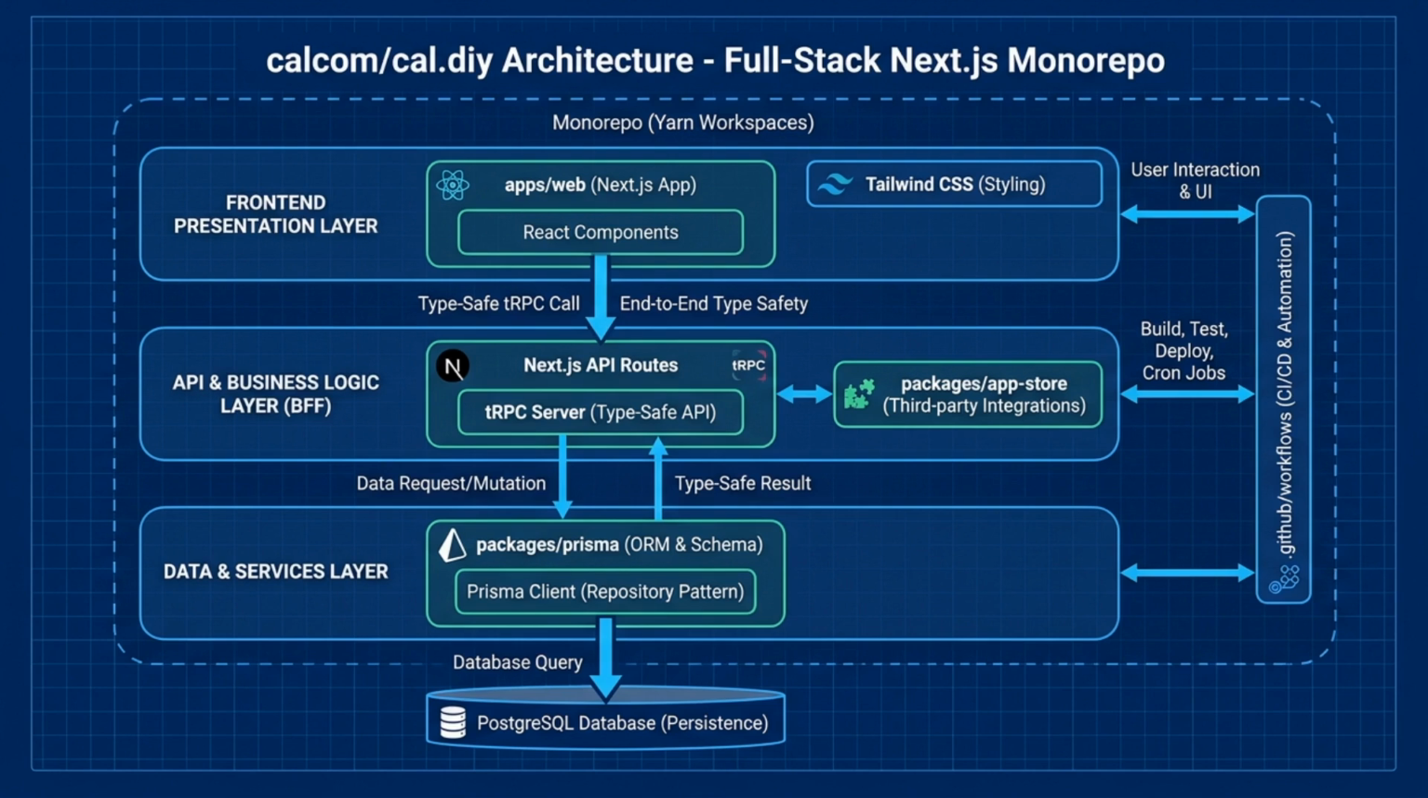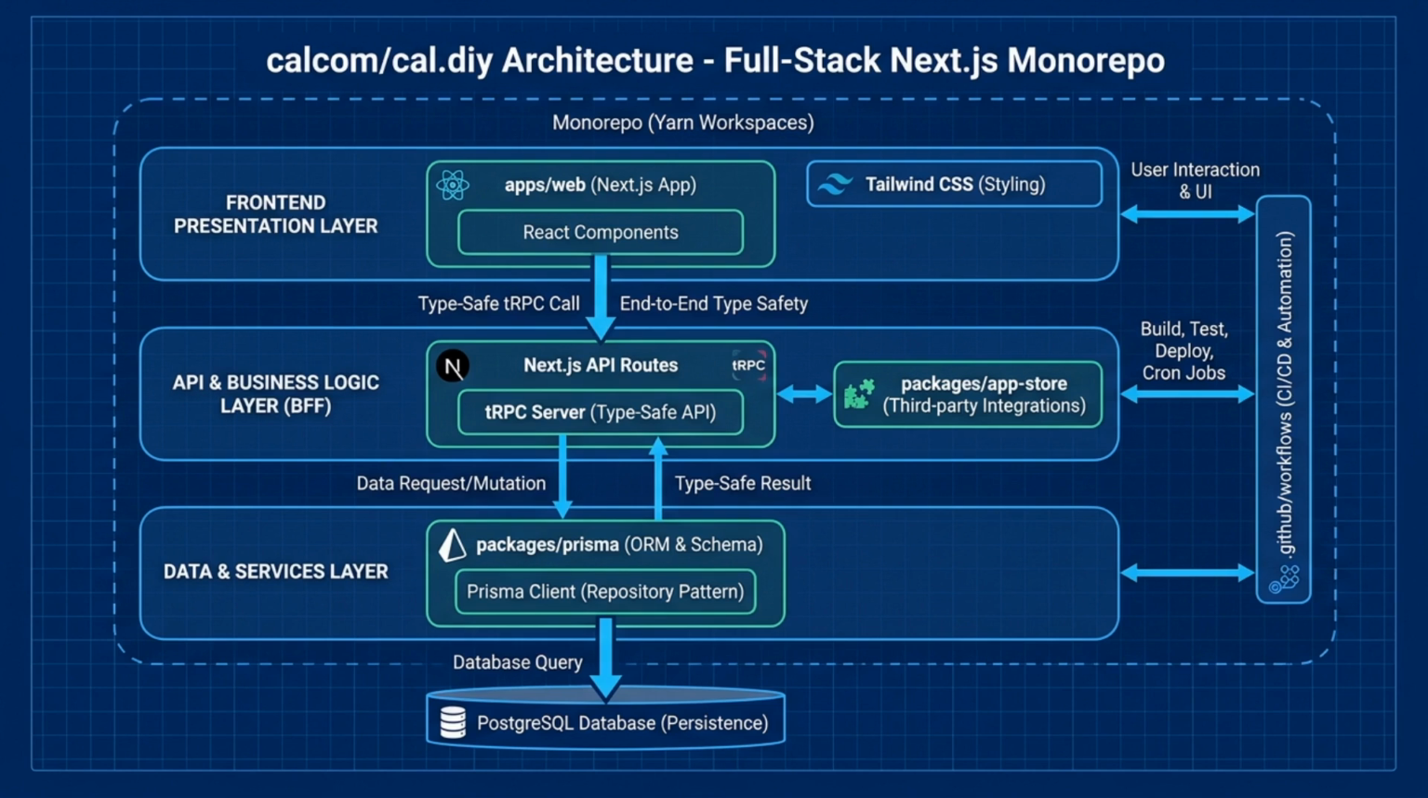Under the hood, cal.diy's architecture is a brilliant example of using the TypeScript ecosystem to boost developer productivity. It's a full-stack monorepo built on Next.js, but the real genius is in its API layer. Instead of using traditional REST or GraphQL, it uses tRPC. Now, what this does is let the front-end call back-end functions as if they were local, giving you complete type safety from one end to the other.